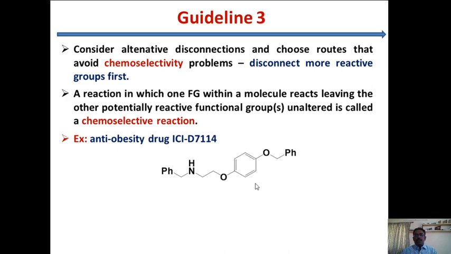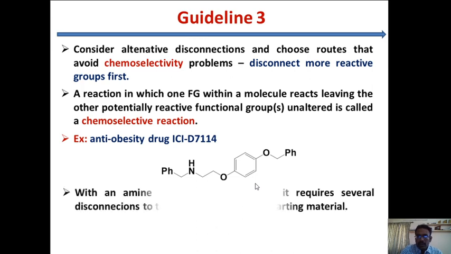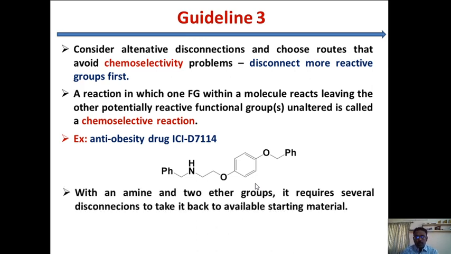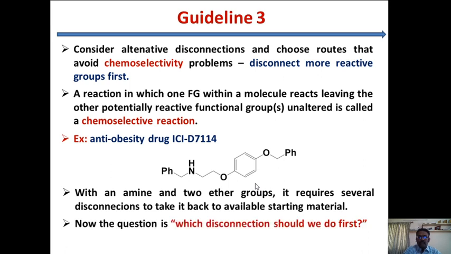First, this is an anti-obesity drug called ICI D7114. Within an amine and 2 ether groups, it requires several disconnections to take it back to the available starting material, isn't it? Yes, we already eliminated the 2 bonds. We will see in the next slide and answer one by one.